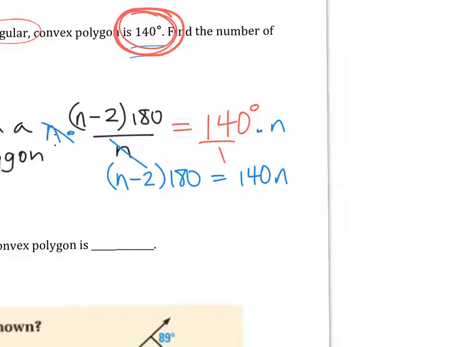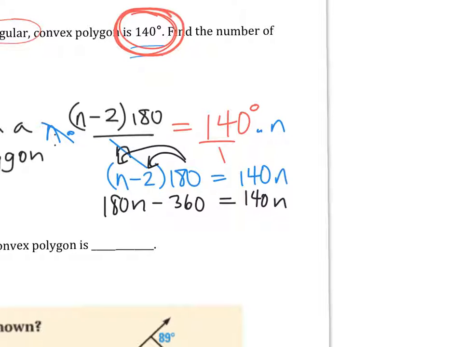You do the 180 times negative 2. You get the negative 360. And then you multiply the n with 180 to get 180n. So he says to distribute to get 180n minus 360 equals 140n. I like it. So the first thing we did was multiply the n to get rid of the fraction. Then we distributed. So now we've got our n's. And now what do you want to do?